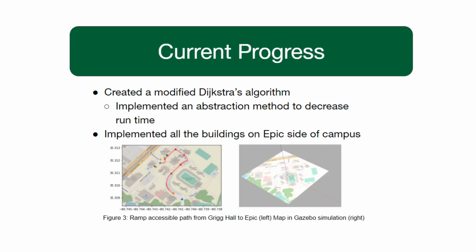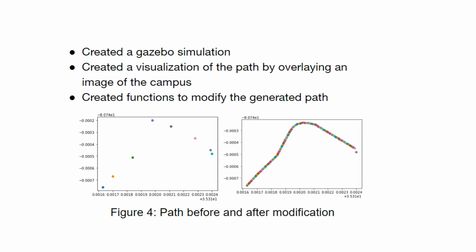This semester, we have created a working Dijkstra's algorithm. We have used an abstraction to decrease the runtime into the order of milliseconds, and we've implemented all of the buildings on the Epic side of campus. So we have successfully imported a campus map into a Gazebo simulation. We have then visualized that data by taking our existing path data and superimposing it on top of the campus map. We have also created functions to modify the generated path.